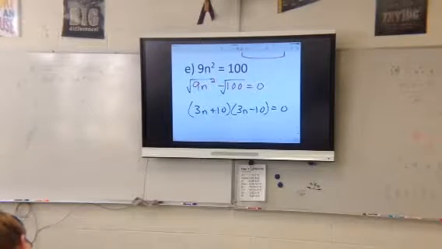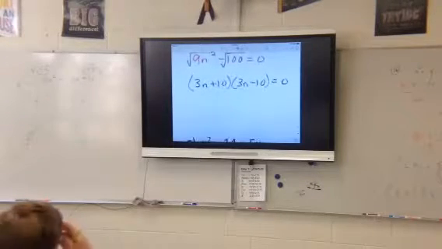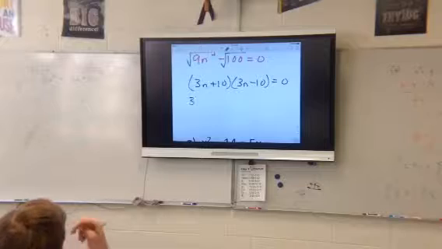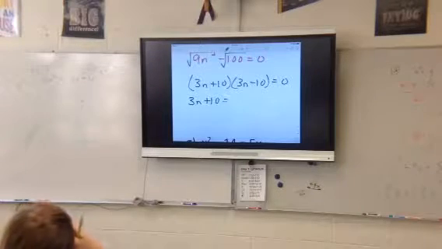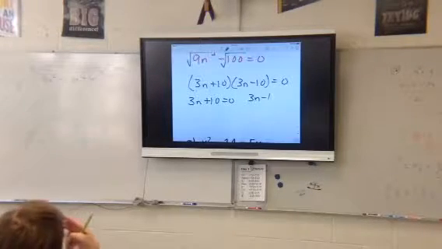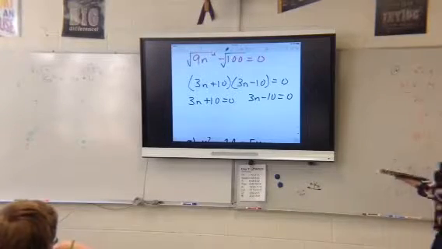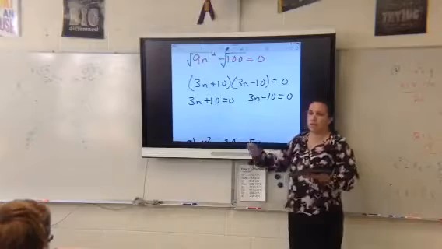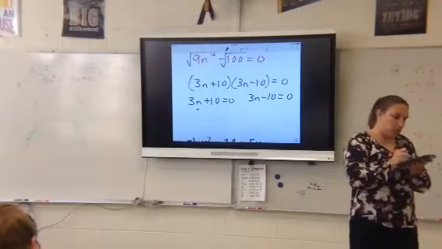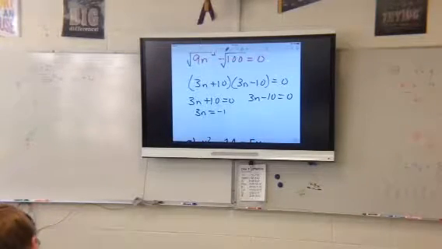Set equal to 0. All right. So now, what do we do with each factor? We get 3n plus 10 equals 0, and then 3n minus 10 equals 0. Good job. Set each part equal to 0. Very good. All right, Link, what's going to be my first step here on this one? Subtract 10. Good. So 3n equals negative 10.